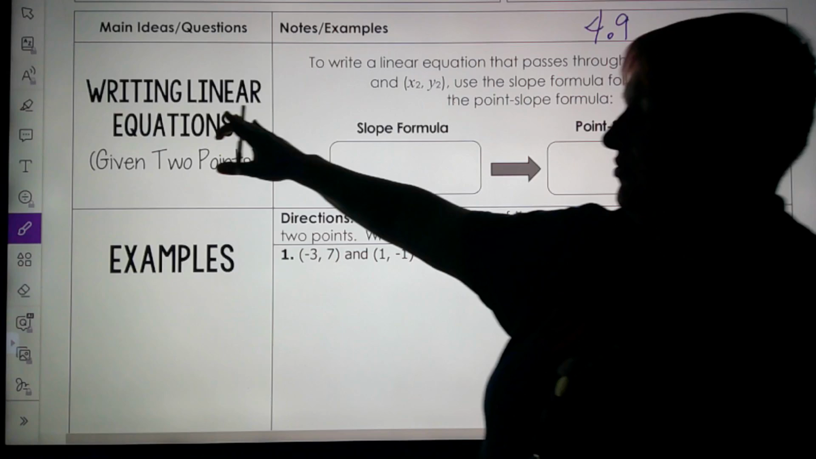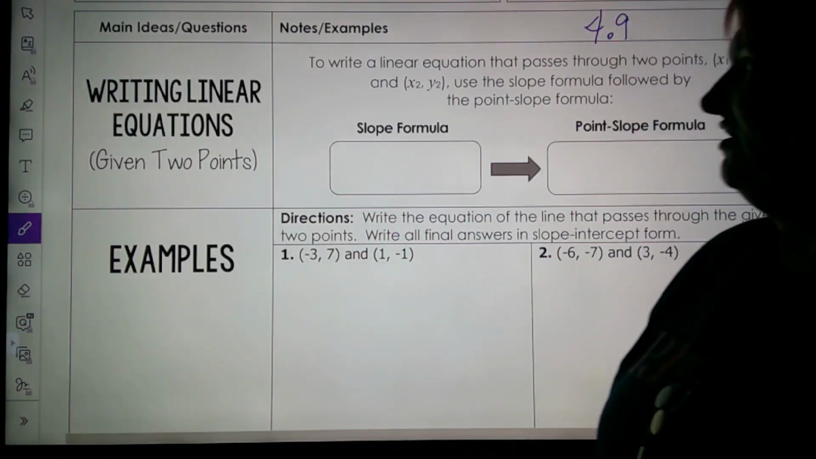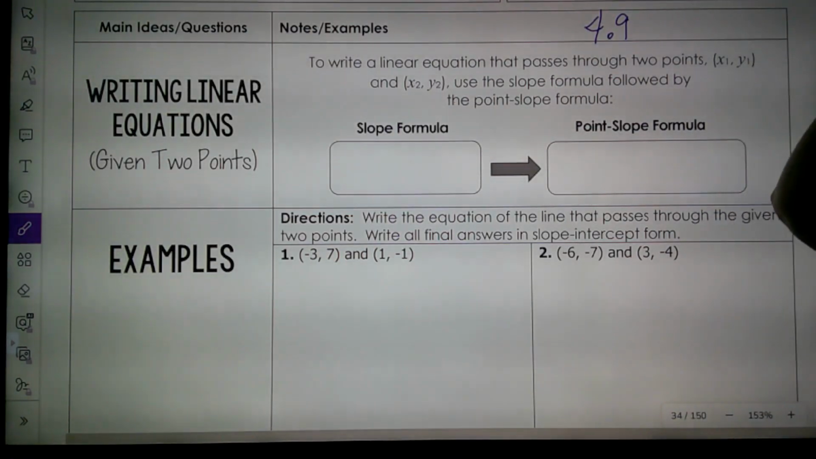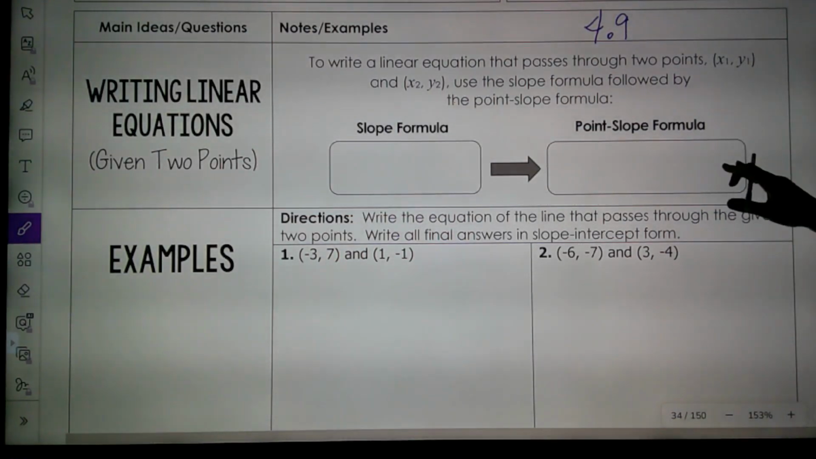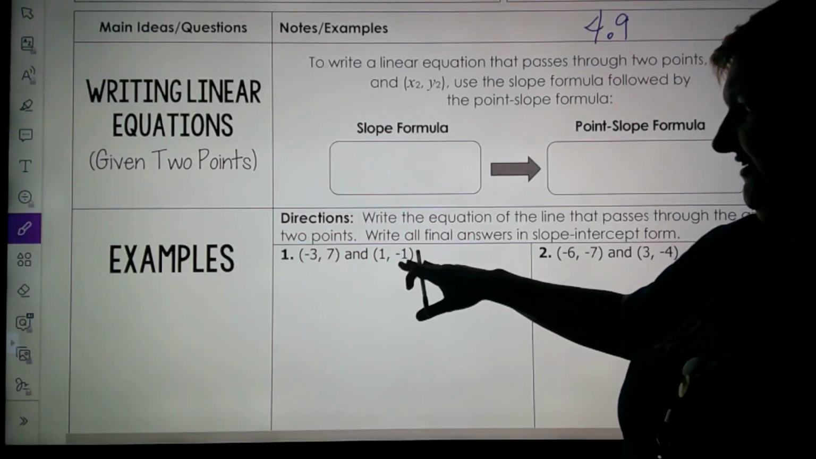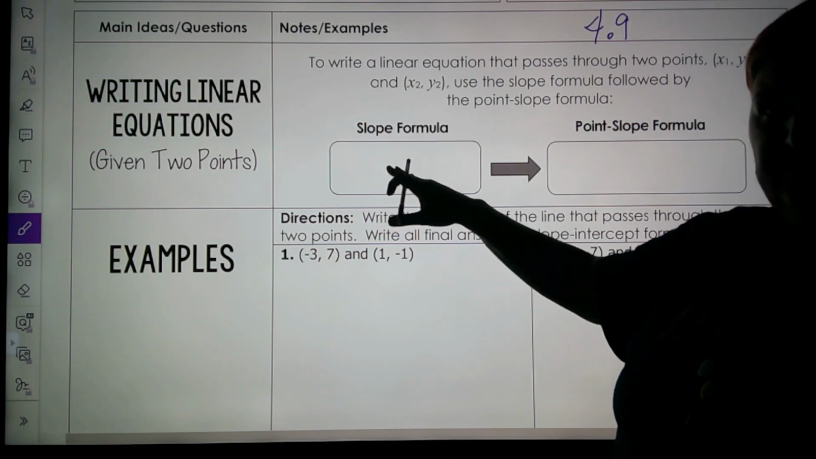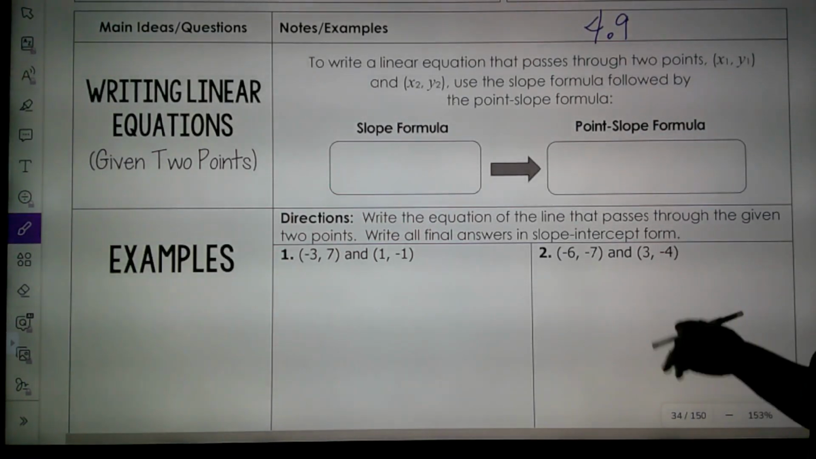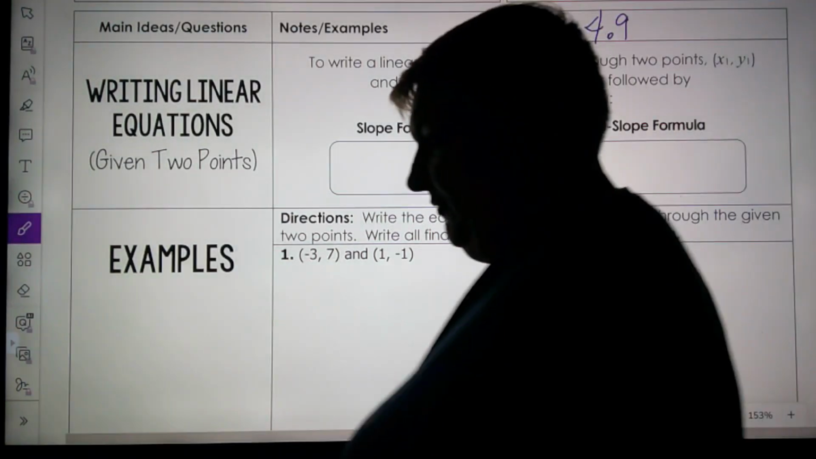All right, so we're still working with linear equations, but instead of using point-slope formula by itself, what if they give you 2 points? First, you have to use the slope formula, then you can use the point-slope formula. So first, we need to remember the 2 formulas.